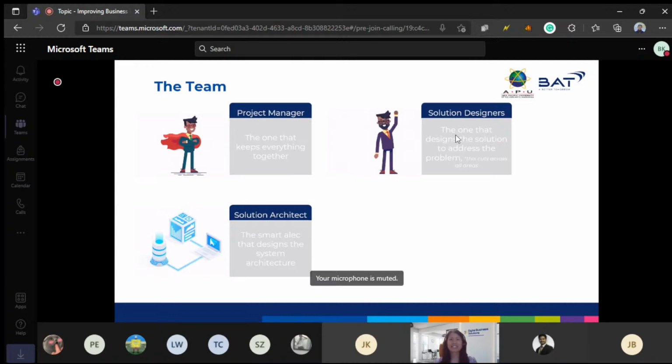Okay, the solution designer. So this is me. Maybe I will be a bit biased and spend more time talking about this. This is the person who will talk to the business users and design the solution to address their problem. So this will cut across multiple areas. We will have solution designers sitting in finance, marketing, operations, master data. And normally this person cannot be the person that talks only technical jargon, because this person needs to talk to the users.